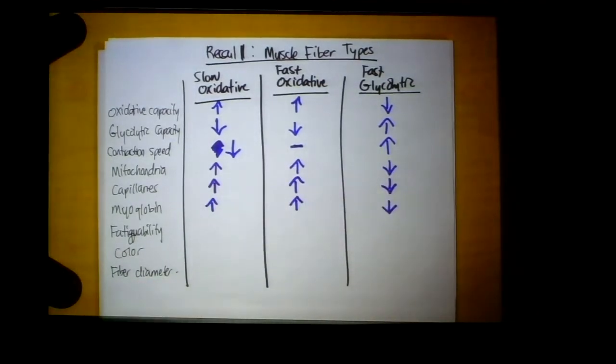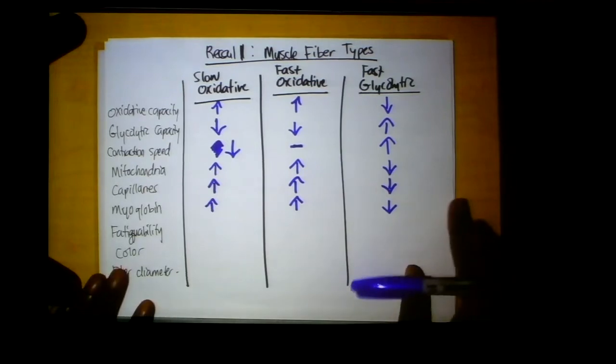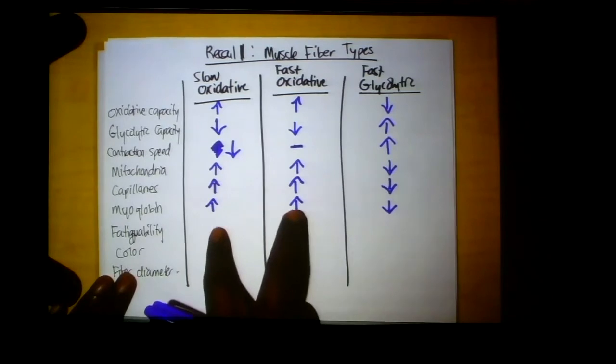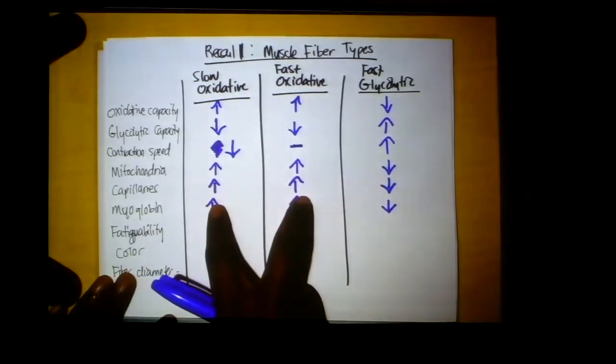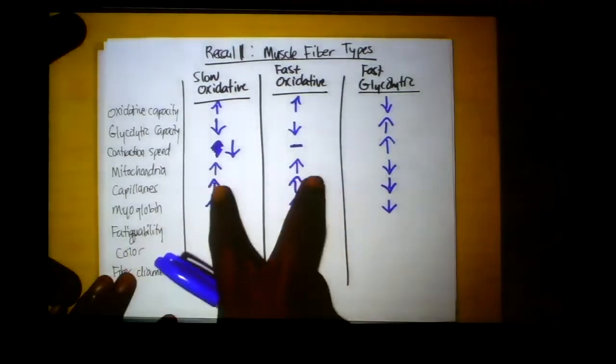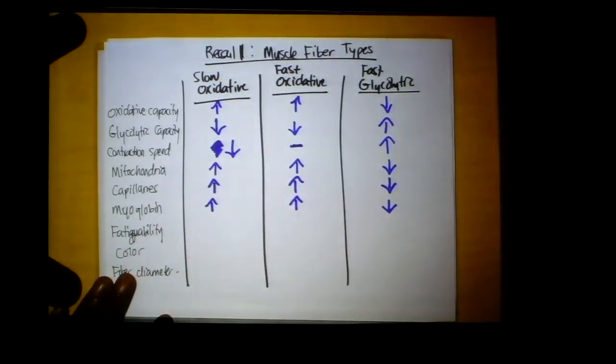What is the function of myoglobin? It's bringing in oxygen, right? It's a transporter protein that's helping to transport oxygen to these muscle tissues. So it makes sense that we see more myoglobin in the same place that we see more capillaries, in the same place that we see more mitochondria, right? That is all facilitating that oxidative phosphorylation.